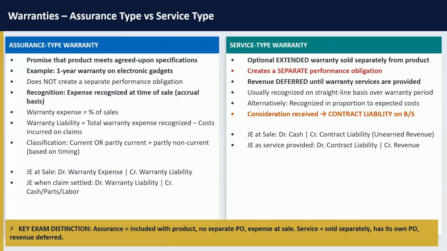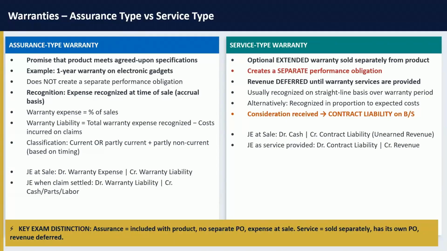Now, what will be our journal entries? Journal entry at sale will be debit cash because you are receiving cash for service type warranty, right? That is why it creates separate performance obligation. Okay. Then you will be crediting contract liability, unearned revenue. Then again, when you provide the service, it will be contract liability account debit to revenue account.